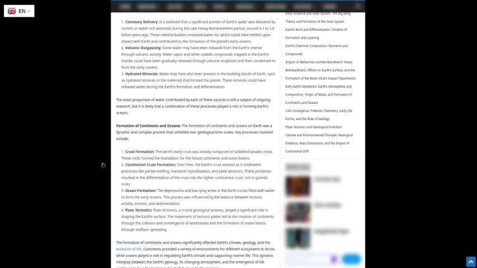Formation of continents and oceans. The formation of continents and oceans on Earth was a dynamic and complex process that unfolded over geological timescales.